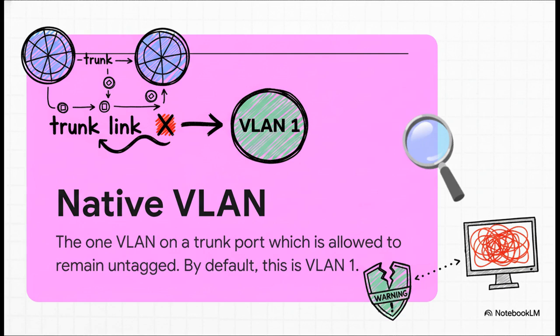Traffic that belongs to this one specific VLAN is allowed to travel across a trunk link without any tag at all. Now, by default, on pretty much every switch out there, this is VLAN 1. And this little detail is so important because if you get it wrong, if it's misconfigured, it can open up some major headaches and even some serious security holes.